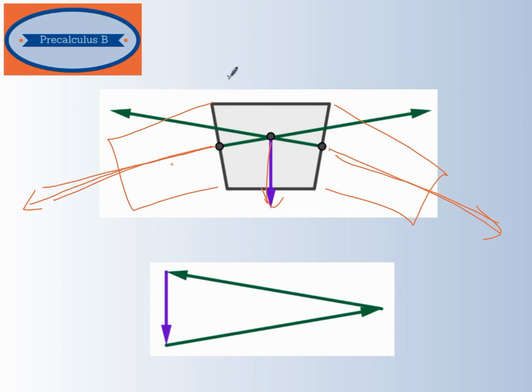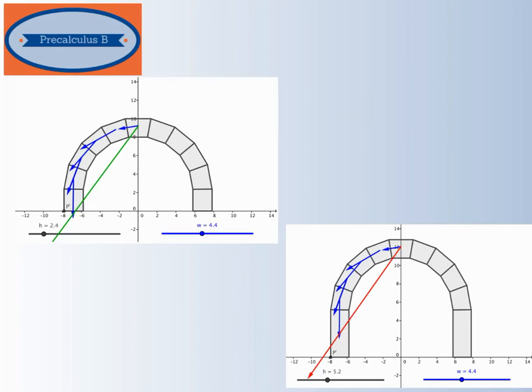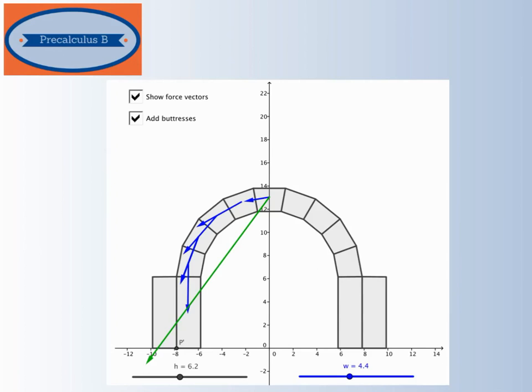So this is a real practical application of vectors that people knew about hundreds and hundreds of years ago, even thousands of years ago, as they built bridges in the Roman times, which is pretty amazing that they were aware of all those different forces. So we looked at these examples in the applet, and we could see how and why those particular arches would either stand or fall.